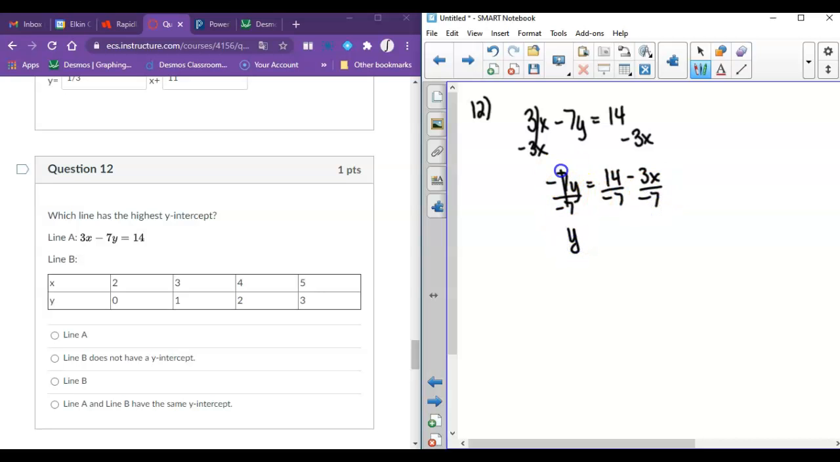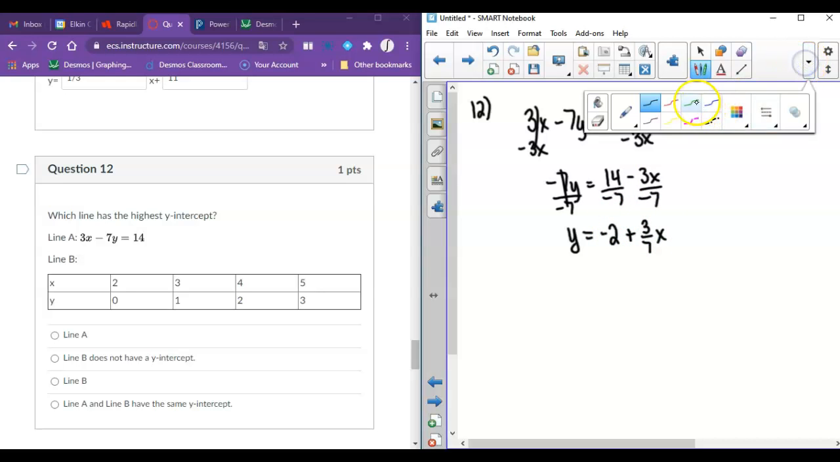So y is going to equal negative 2. And negative divided by negative gives us a positive 3/7 x. So the y-intercept of this line right here is negative 2.